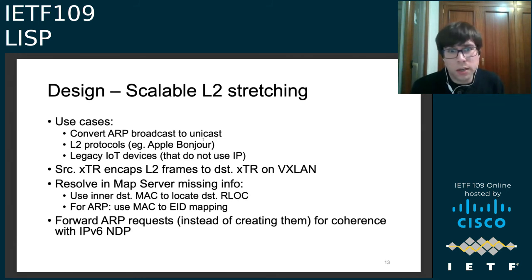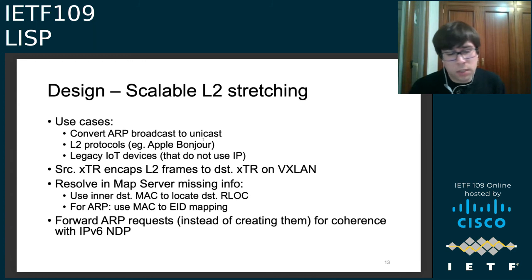What we basically do is quite simple and straightforward. The source XTR encapsulates the layer 2 frames to the destination XTR, because we have that option in VXLAN. And we use the map server to resolve the missing information. For example, we use the destination MAC address to know which XTR has this endpoint. We know this because we previously registered in the map server both the IP address and the MAC address of an endpoint. And for being able to propagate ARP requests, we use the MAC to EID mapping, so we can know which EID corresponds to a specific MAC address.